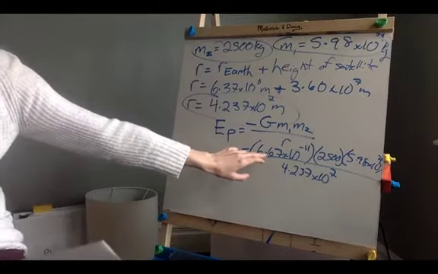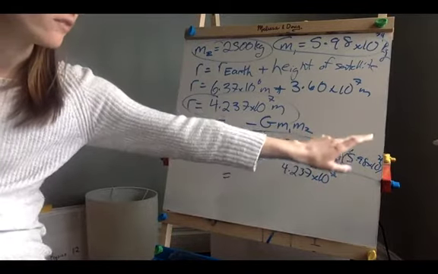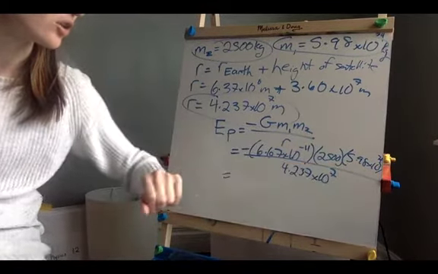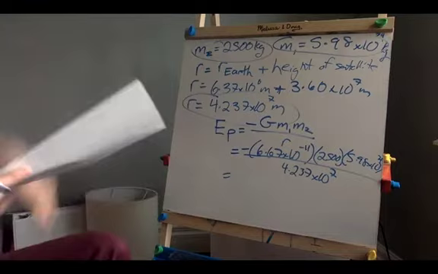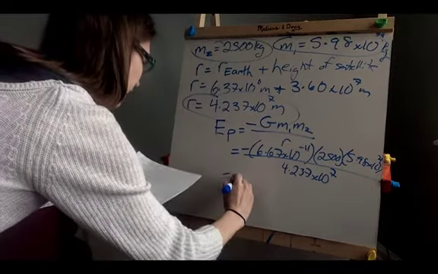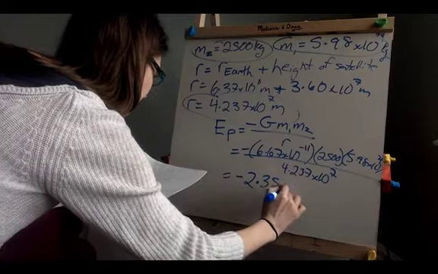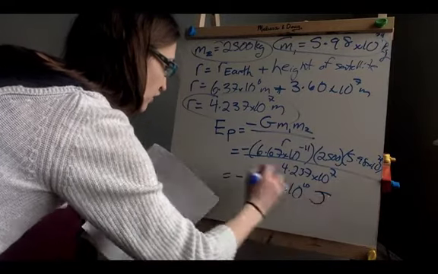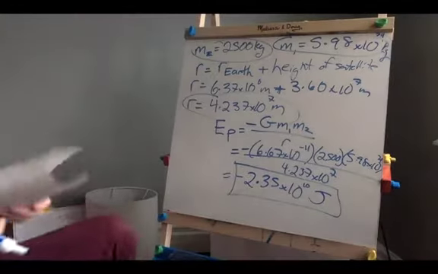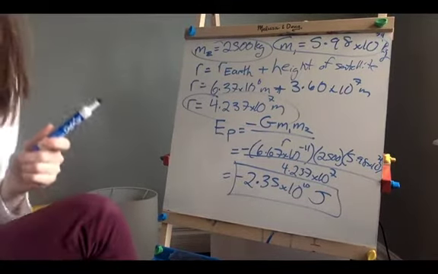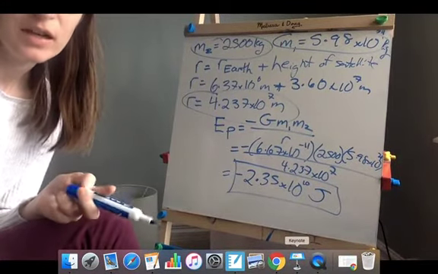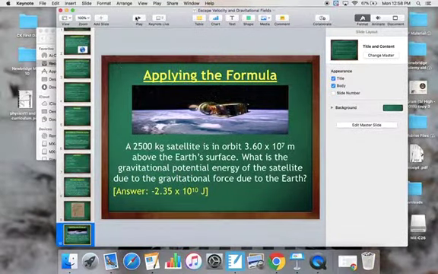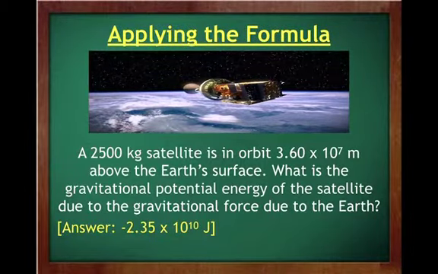So that's the negative 6.67 times 10 to the negative 11 multiplied by 2,500 multiplied by 5.98 times 10 to the 24 divided by the 4.237 times 10 to the 7. Multiply it all out, do the divisions, and you should get a value there of negative 2.35 times 10 to the 10, and energy is in units of joules. Okay, so that's the gravitational potential energy of that satellite orbiting the Earth at that height with that mass.